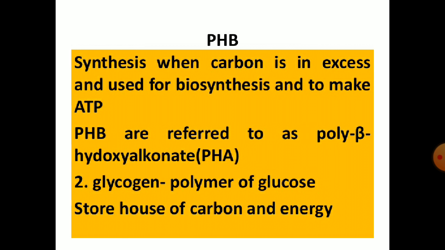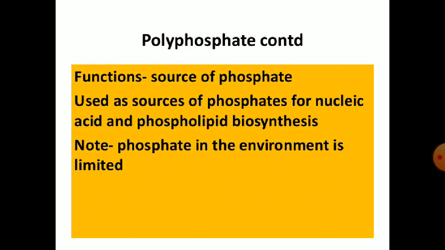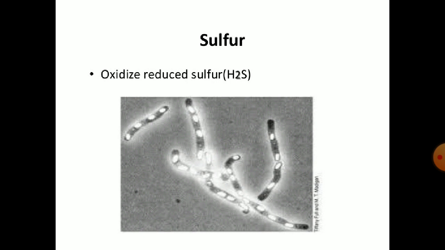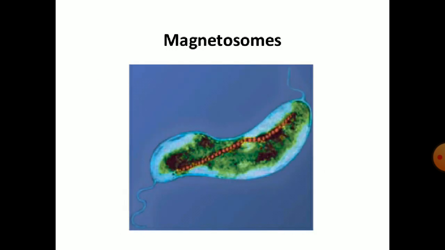PHB synthesis occurs when carbon is in excess and is used for biosynthesis and to make ATP. PHB refers to poly-beta-hydroxybutyrate. Glycogen, a polymer of glucose, is a storehouse of carbon and energy. Polyphosphate function: a source of phosphate for nucleic acid and phospholipid biosynthesis. Note that phosphate in the environment is limited. Sulfur granules: some bacteria oxidize reduced sulfur, that is H2S.